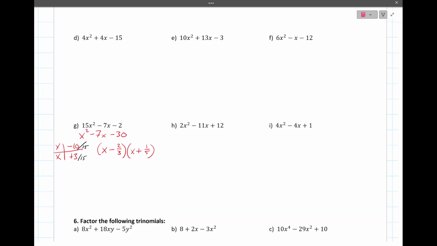And I don't like the denominators. Those denominators, they go up front, and they both go up front. And right away, we can see the power here that this is going to be 3x minus 2. And this is going to be 5x plus 1.